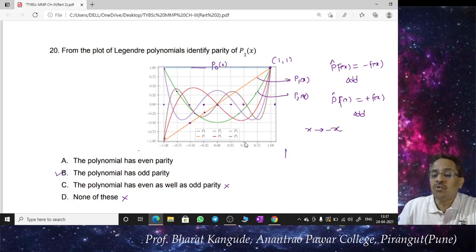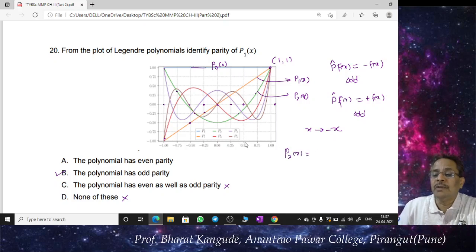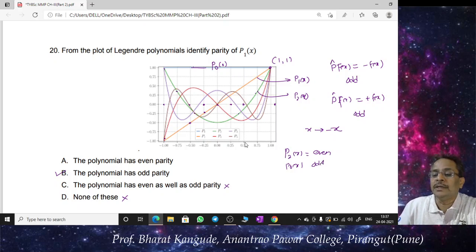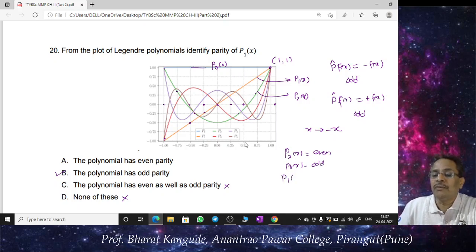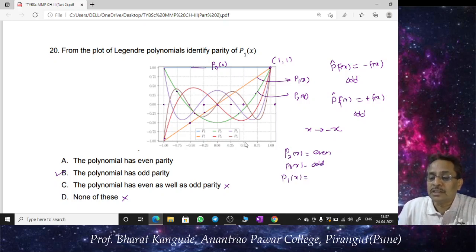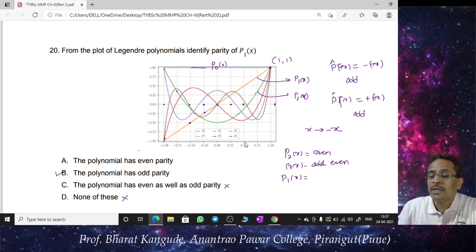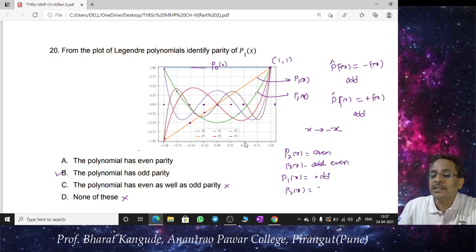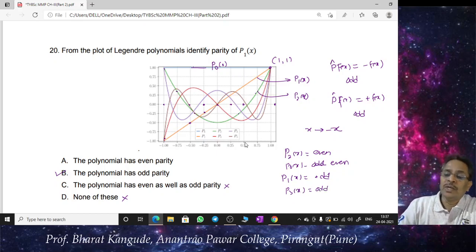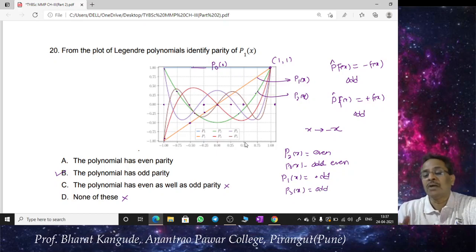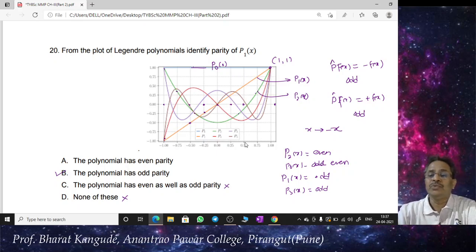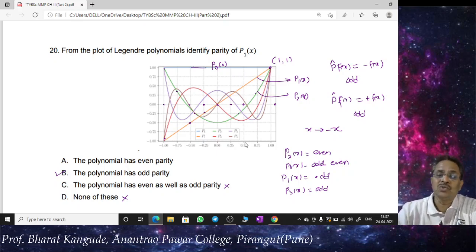So this P2 of x has even parity, P0 of x has even, and this one has odd. Then if I go for P3 of x, this also has odd parity. So even Legendre polynomials have even parity or positive parity, and odd Legendre polynomials will have odd parity. That is to be understood from this diagram.